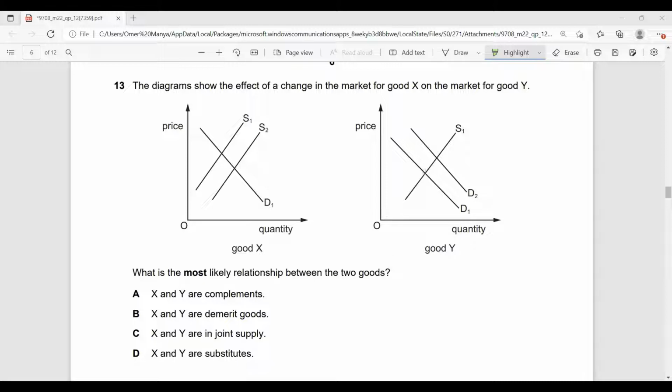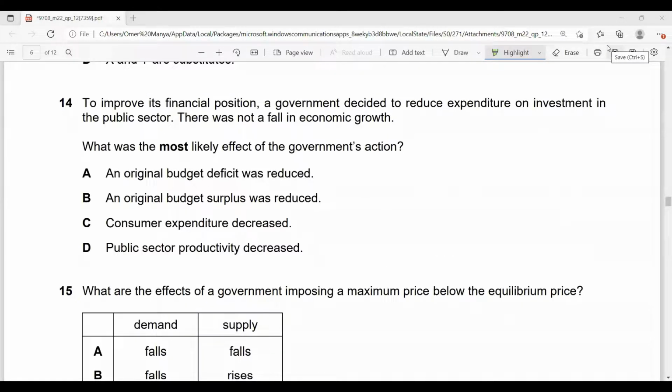This would suggest that goods X and Y are complements. When there's a fall in the price of one good, and this leads to an increase in demand for the other, it suggests that the two goods are complements. For example, if the price of PS5 games fell, then this would lead to an increase in demand for the PS5 console.